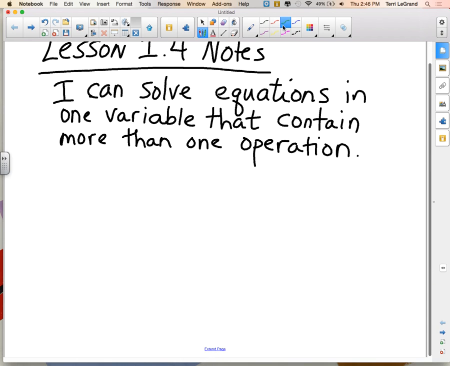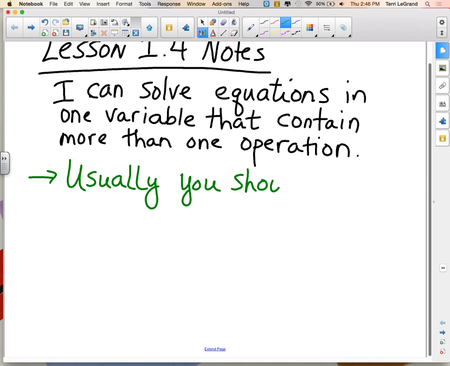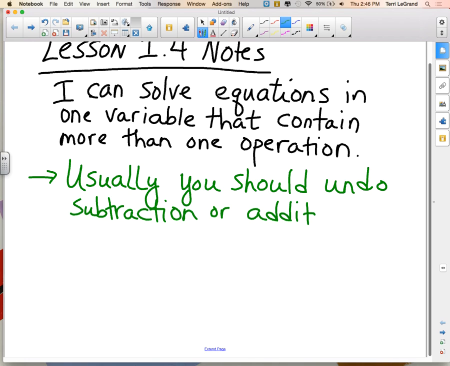Okay, so when we're doing these problems, we're going to put this little note here because I'm trying to make your life a little easier. Since we have more than one step of work to do, write this little tip down. Usually, you should undo subtraction or addition first. You could say addition or subtraction, doesn't matter.